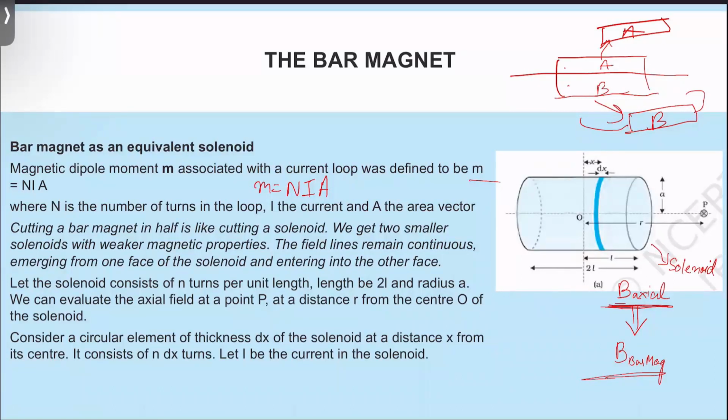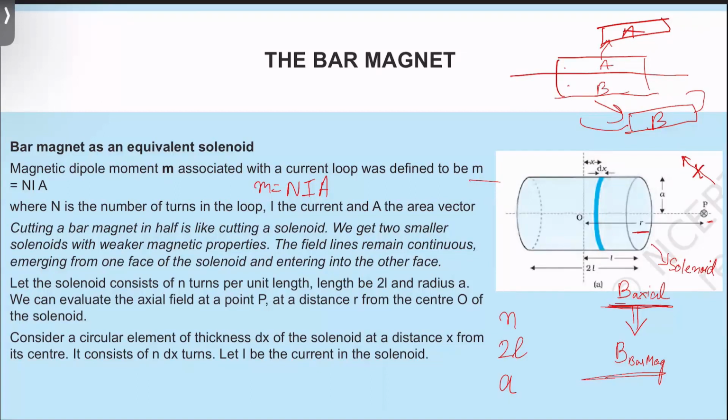Now we are going to consider a solenoid which has n turns per unit length, the length we are considering as 2l, and the radius is a. Now we have to find the axial field at point P, as you can see. The direction of the field is marked going through the plane, which is why we have an x at P, and it is situated at a distance r from the center of the solenoid.